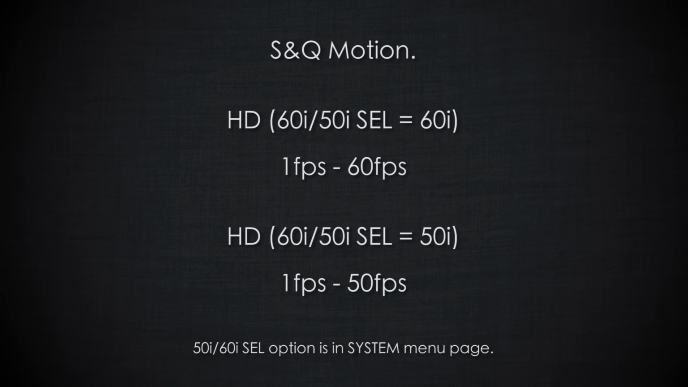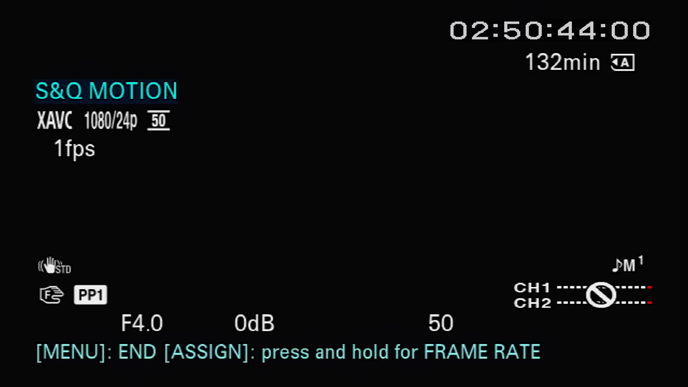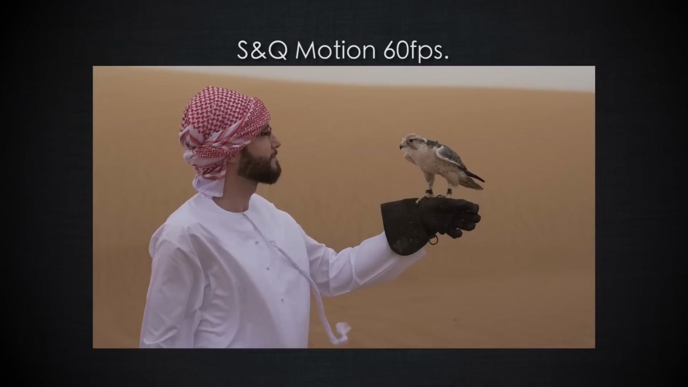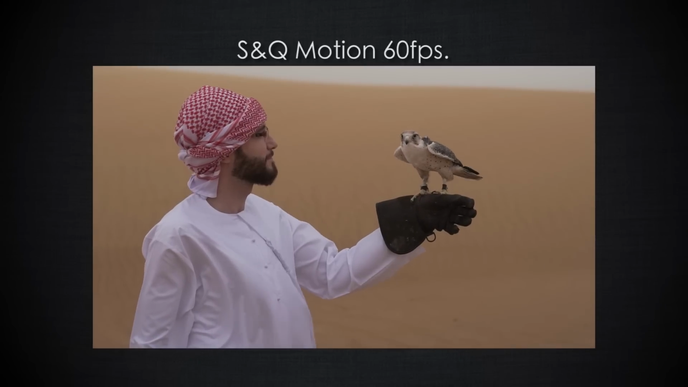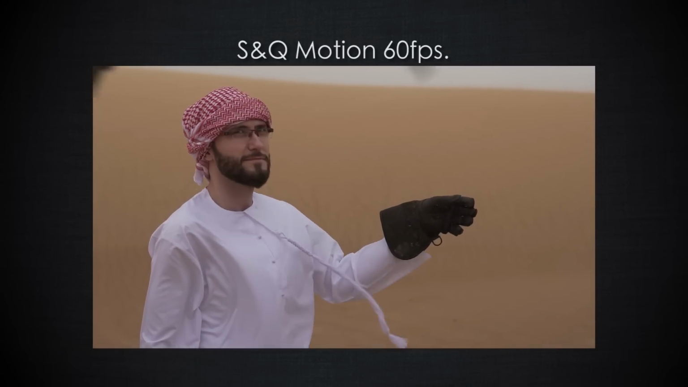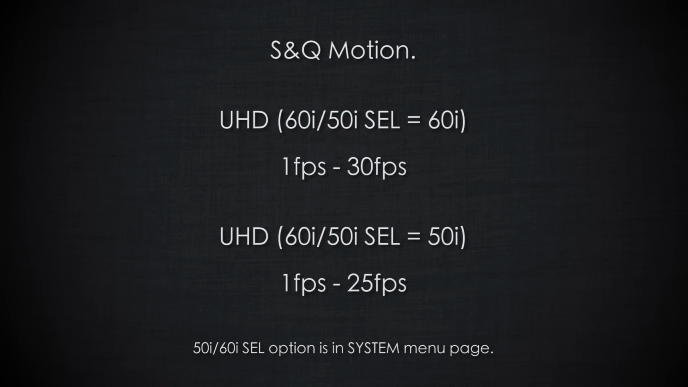Again, if my camera's base setting is set to 24 frames per second, and I engage S&Q motion, and now set the frame rate to 60 frames per second, when the clip is played back, it'll be slowed down by 2.4 times, giving me some nice slow motion. In UHD, S&Q motion is limited to the range of 1 to 30 frames per second.